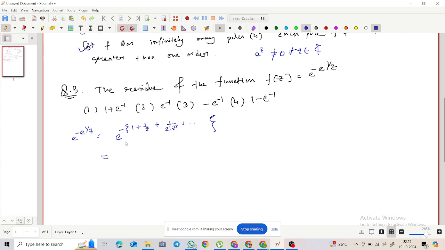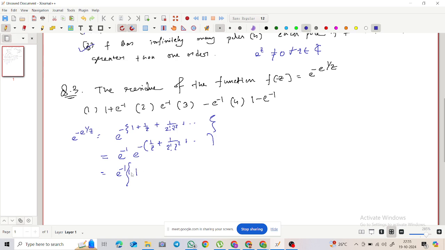Okay, then you separate out minus 1 and then do e to the power. No, let's write it this way. E to the power minus 1, times e to the power of 1 by z plus 1 by 2 factorial z square and so on. Then you expand it again, right? And then it looks like the bracket. Okay, let's write it. How to write it? Wait a minute.